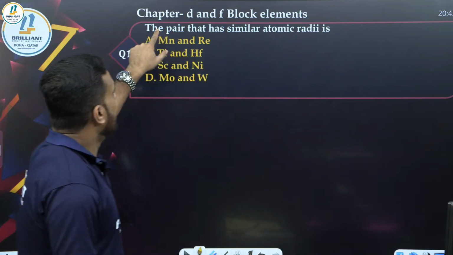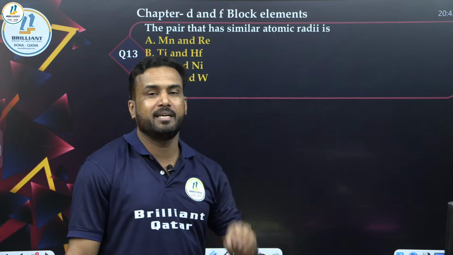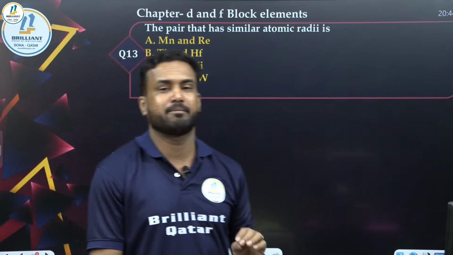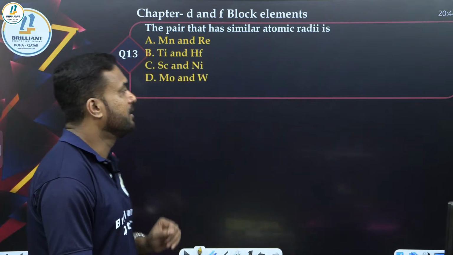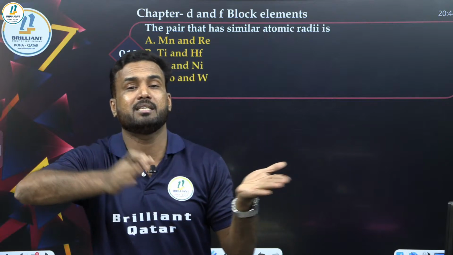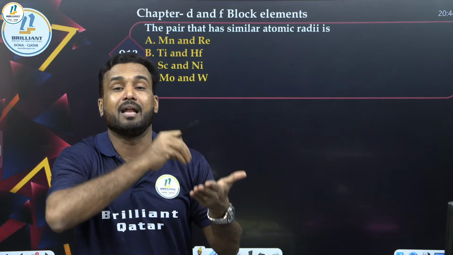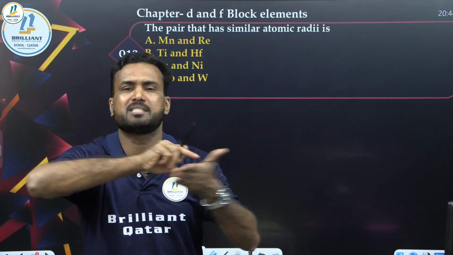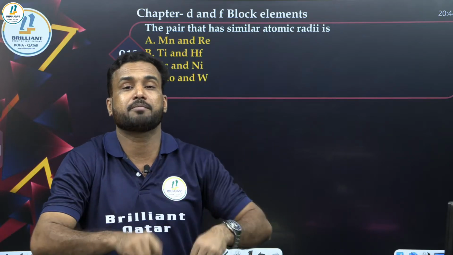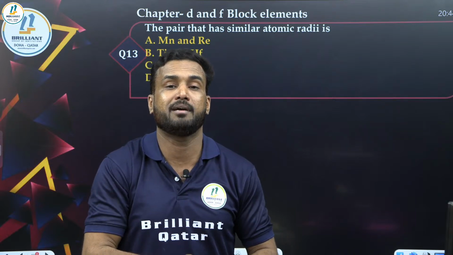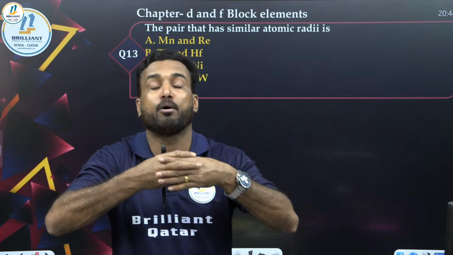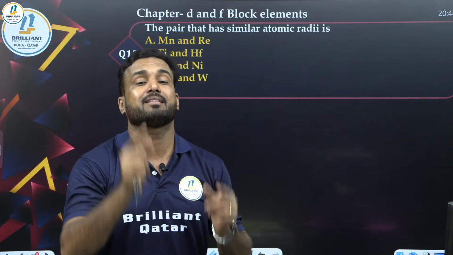Flip-flops. Yes, see the question: the pair that has similar atomic radii. You know this question is based on the concept of lanthanide contraction. What is lanthanide contraction? There is a regular decrease in atomic radii or size from lanthanum to lutetium, or cerium to lutetium, due to the poor shielding effect of 4f electrons. So there will be stronger attraction from the nucleus and the size will keep on decreasing. This is called lanthanide contraction.